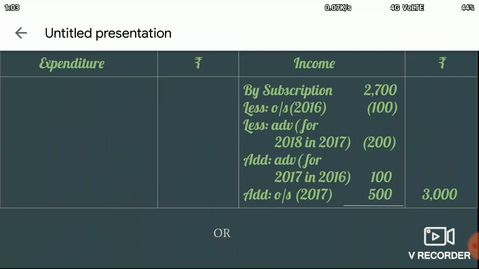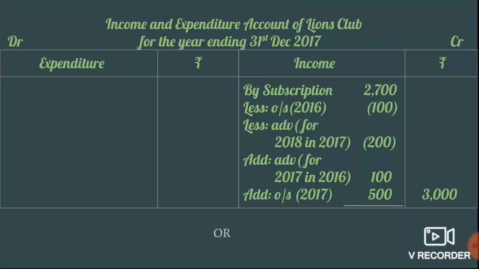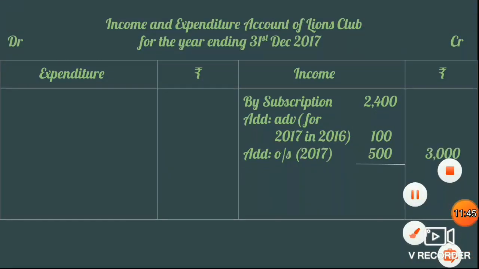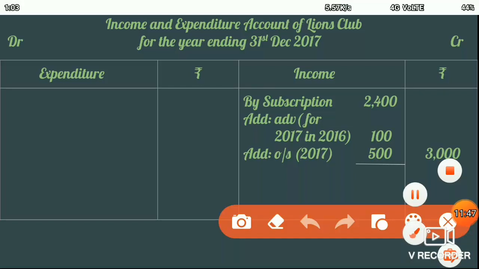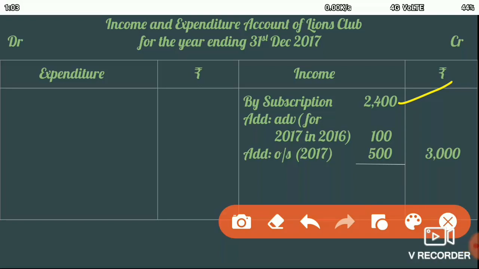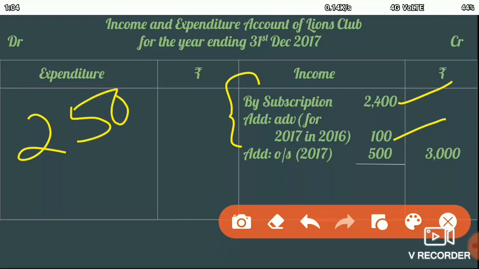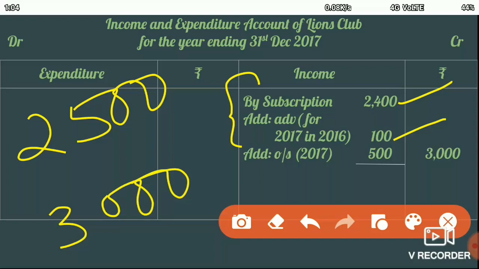We can show it in the other way. I think this will be easier. We just show this 2,400, which is received as subscription for the current year from the receipts and payments account. Then we add the advance which was received from the members in the previous year for the current year. So our total comes to 2,500, the cash which is received. Our actual subscription is 3,000. So the difference of 500 rupees is the outstanding of 2017.